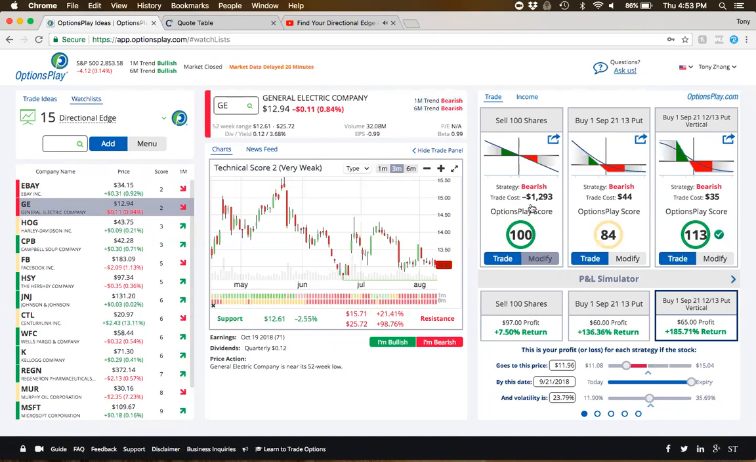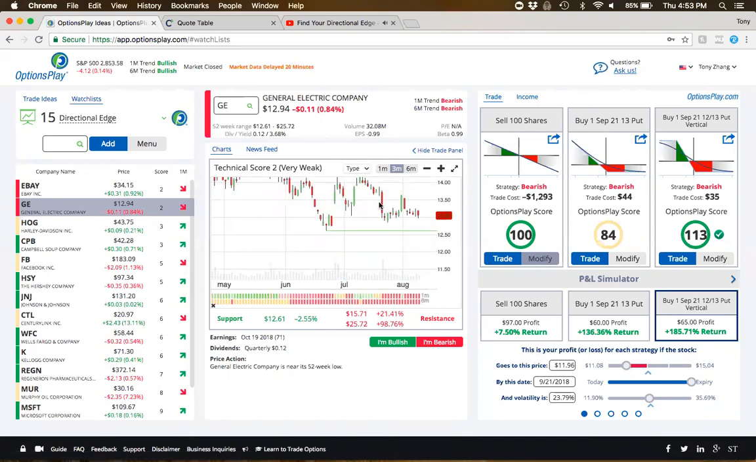So as you can see here, you can short the stock, or you can buy a put, or you can buy this put vertical. And what we want to do is provide you with the tools to compare these three strategies and say which one's actually best suited for you. So what happens if you think GE is going to go back down to its 52-week low around 1250?